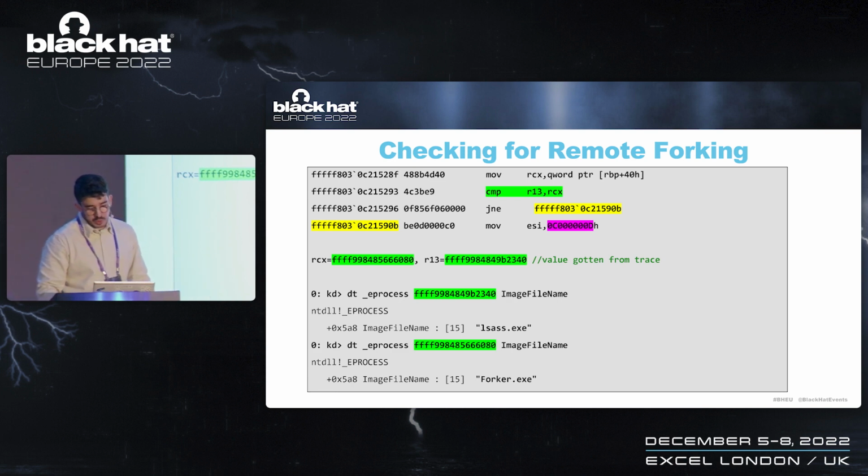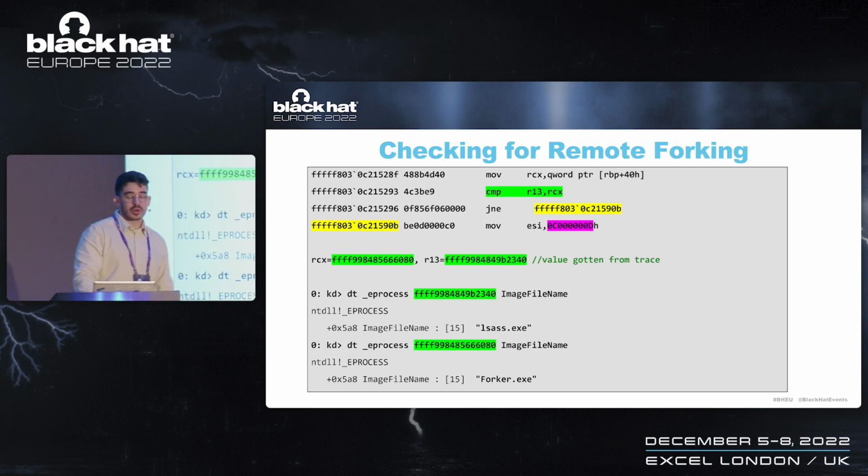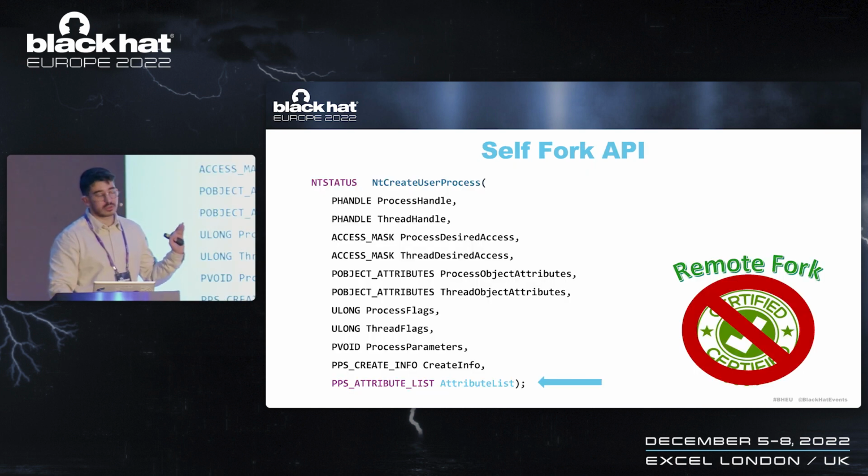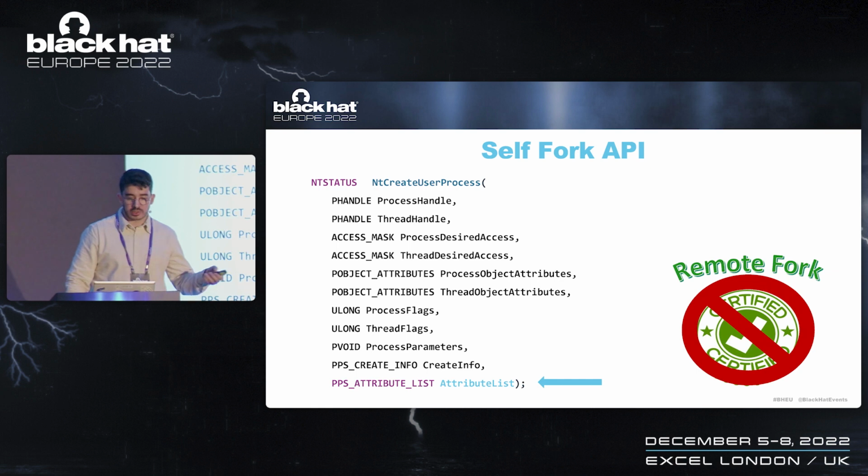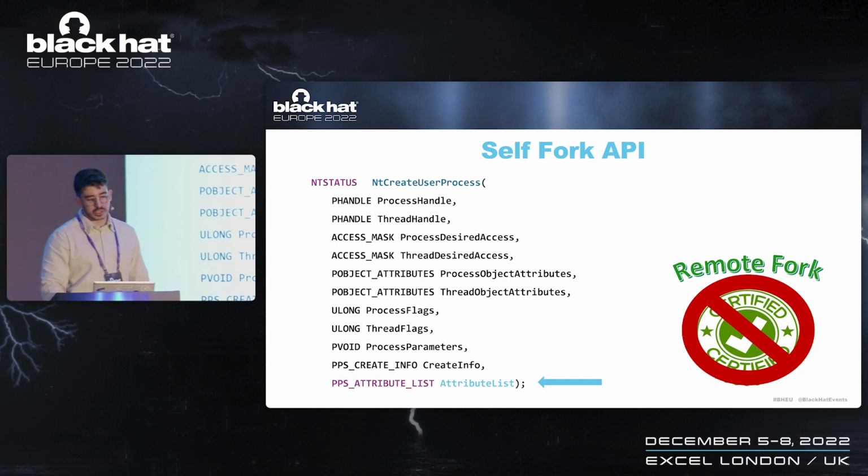But when I'm checking these eProcess values, I can see that they point to the Explorer that I'm trying to clone and my own calling process. So this API is limited to a local fork, not good for remote forking means. So how is the remote forking working? Because remote fork can execute in Windows.